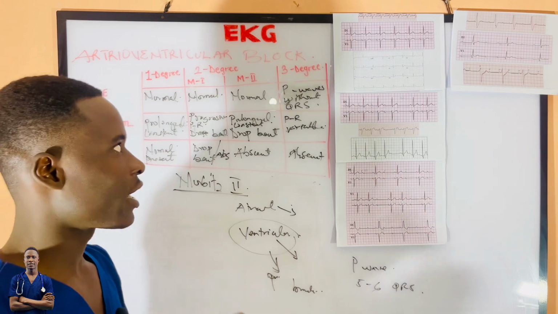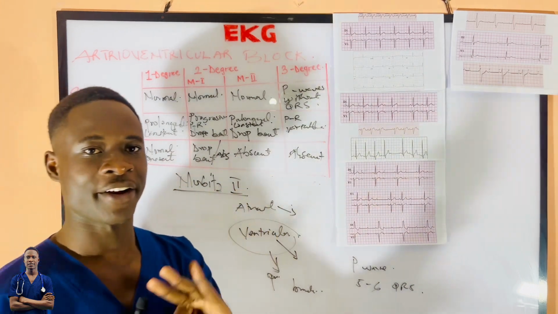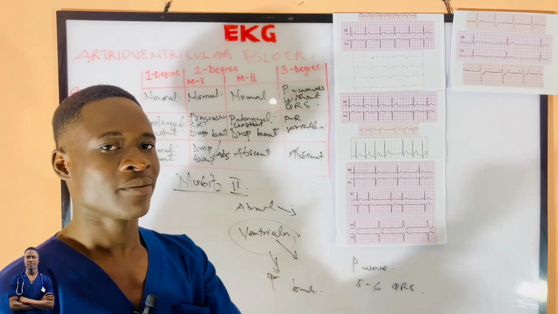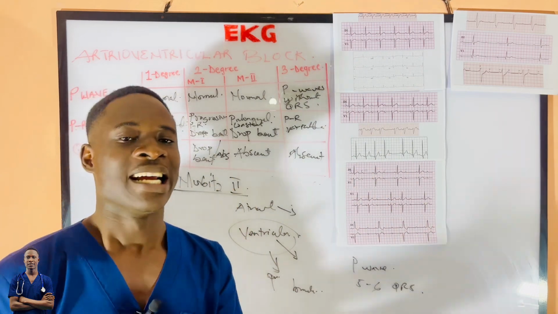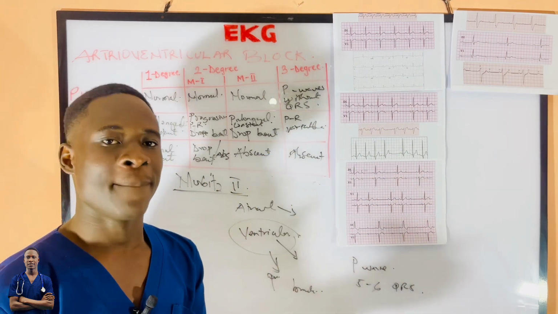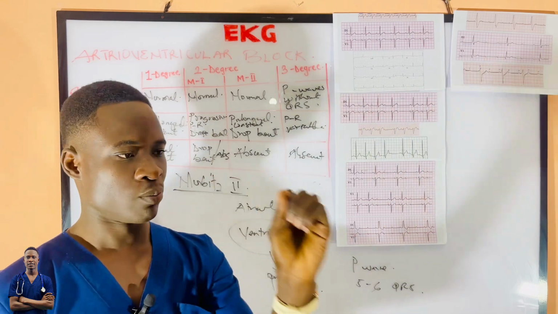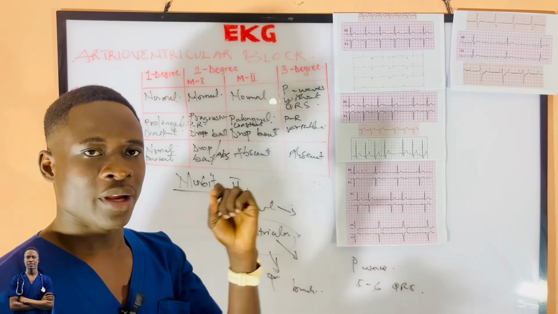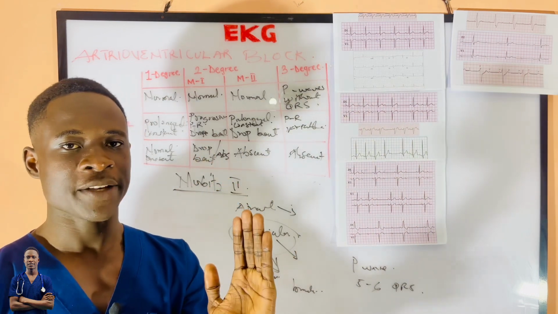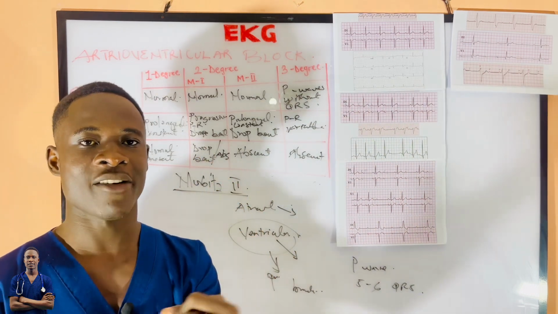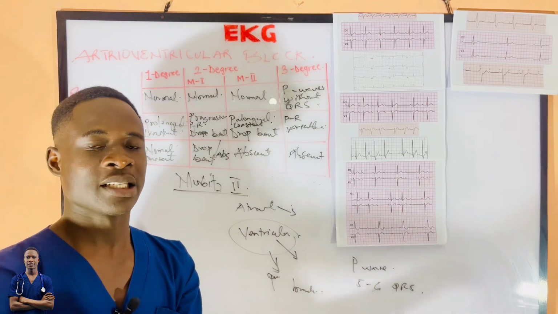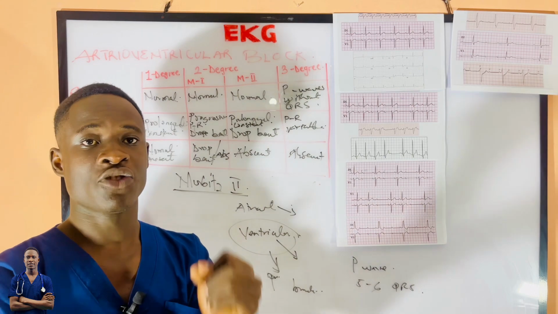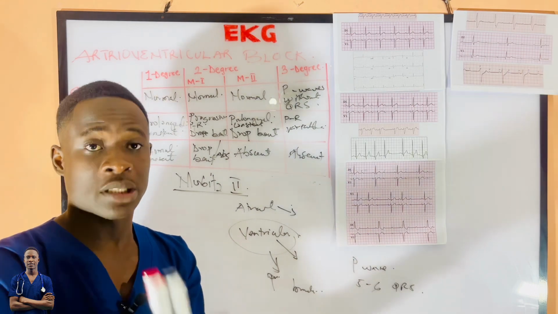Please don't forget they are three: first degree, second degree, third degree. The first degree, what you must know is everything is normal, but we have a prolonged PR interval. The second degree, we have a progressive increase in the PR interval until you get a total blockage, which is a dropping beat. And then the cycle starts again.